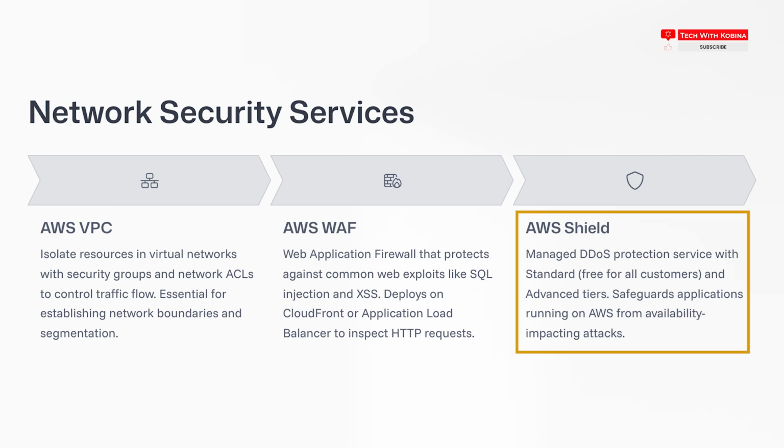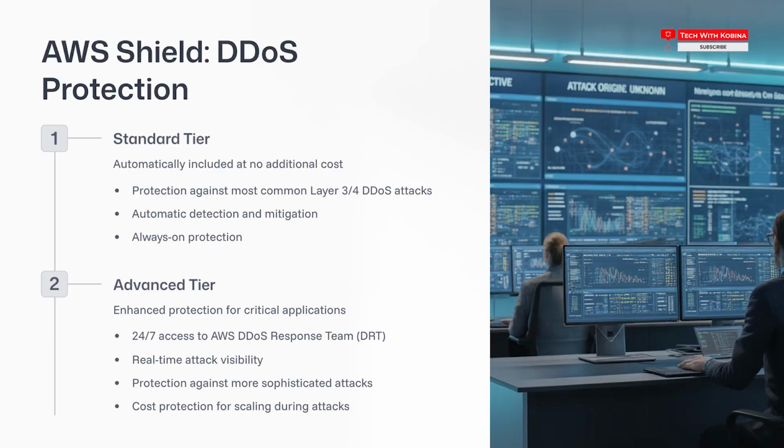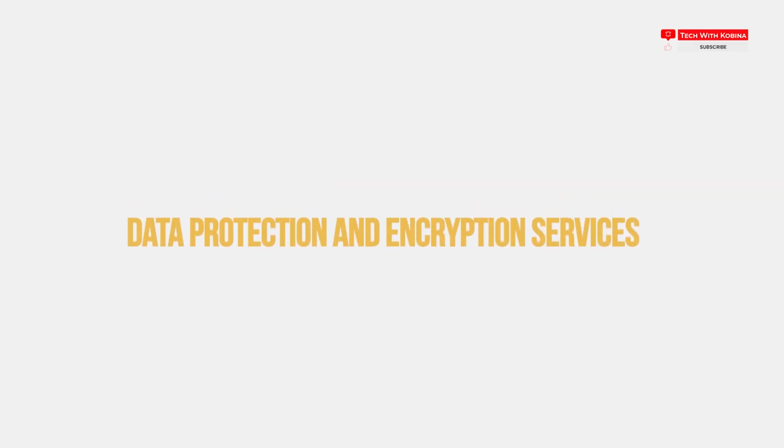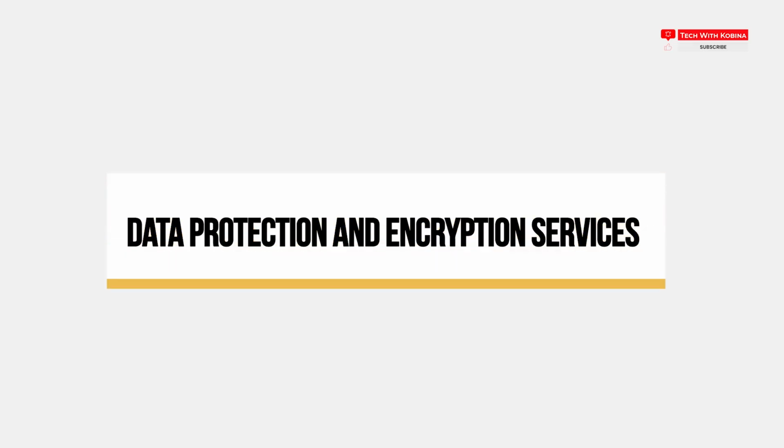AWS Shield provides managed distributed denial of service, or DDoS, protection. AWS Shield Standard is automatically included at no cost to protect all AWS customers from the most common types of DDoS attacks. For enhanced protection, AWS Shield Advanced offers additional detection, mitigation, and 24/7 support. For instance, a financial services company hosting a trading platform could use Shield Advanced to minimize downtime during a large-scale DDoS attack. Now, let's move to data protection and encryption services.